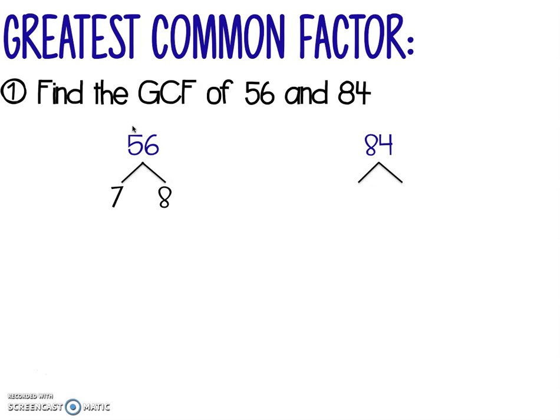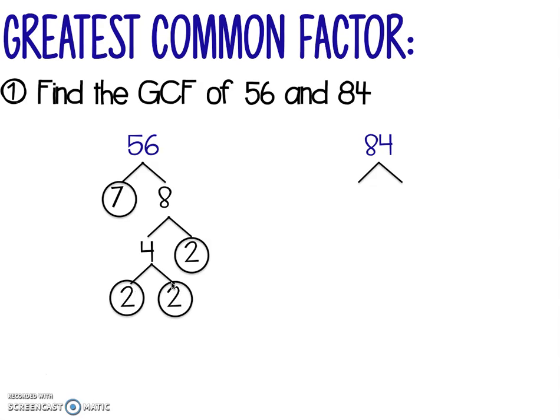Okay. Now what we have to do is ask ourselves, are either one of these numbers prime? We know that 7 is prime, but 8 is not, so it can break down further. Two things that multiply together to give us 8 are 4 and 2. We have to ask ourselves, are either one of those prime? 2 is a prime number, 4 is not, therefore we can break it down further. We can break it down into 2 times 2. We know that both of those 2's are prime, so I'm going to circle them.